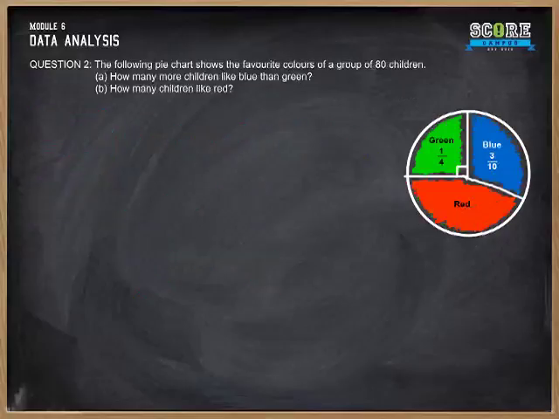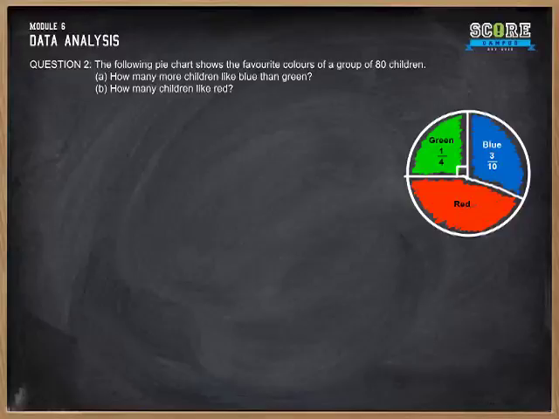Alright students, moving on to question 2. The following pie chart shows the favorite colors of a group of 80 children. Look at the pie chart for the information that is given. Part A of the question is this: how many more children like blue than green? Part B: how many children like red?